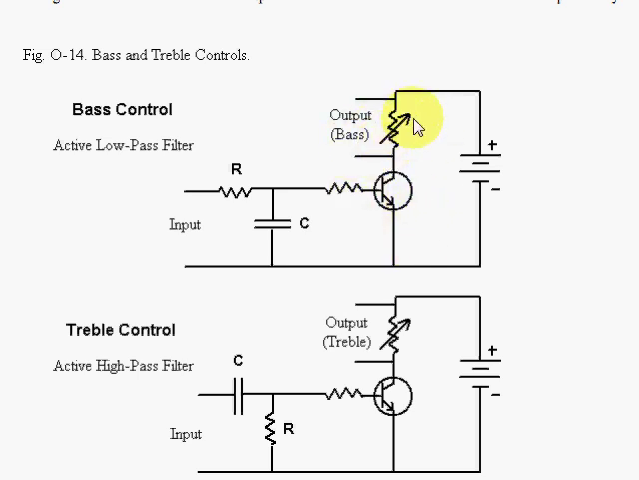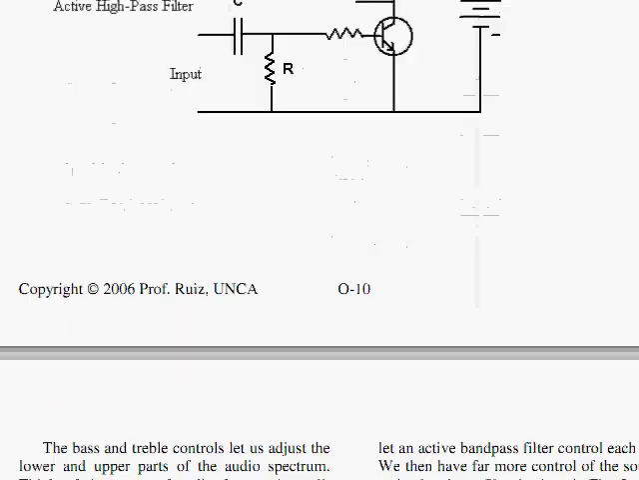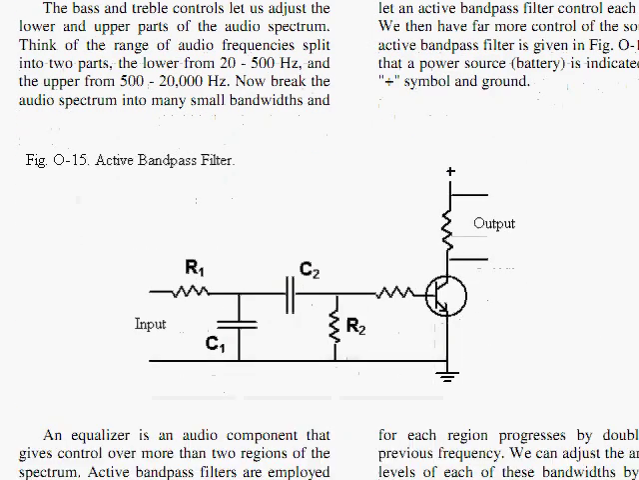This is a resistor that I can control so that I can vary how much current is swishing back and forth here, and then I tap off there, and that's my bass. Here's my high pass filter. I tap off there, I get my treble. So when you go to the band pass filter, you simply put the band pass filter into the amplifier. So we just simply tack on the amplifier.